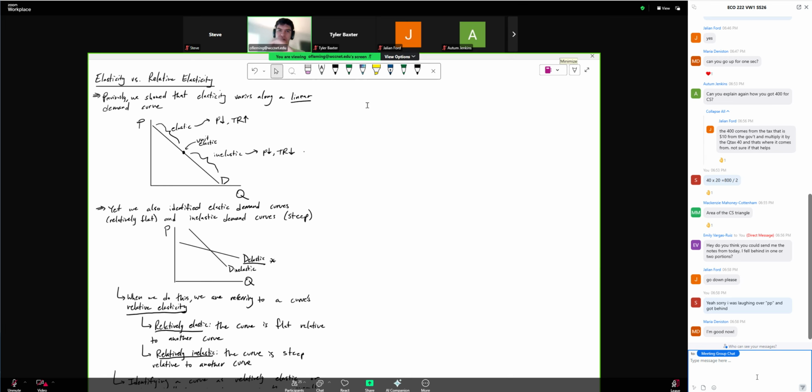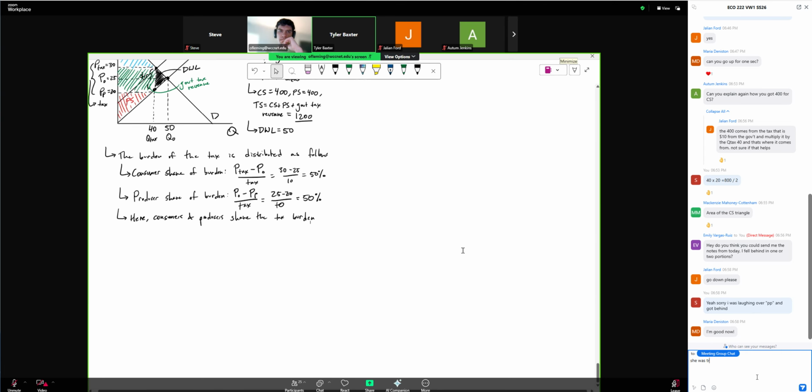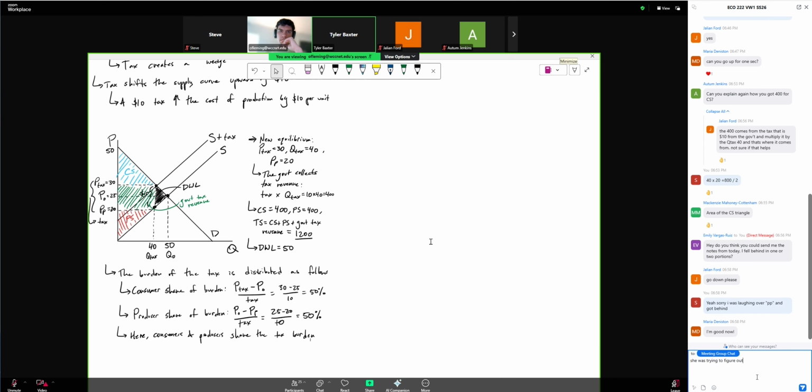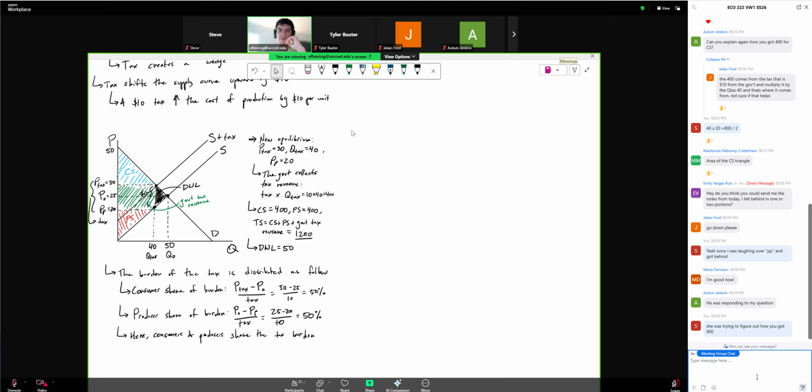Steve says 40 times 20 equals 800 divided by 2. Area of the CS triangle. Was Steve just commenting on my math? Area of the CS triangle. He didn't know you have to calculate the area of the triangle. Okay. Area of CS triangle. Oh, okay. Oh, I see. So Steve was responding to Autumn's comment.